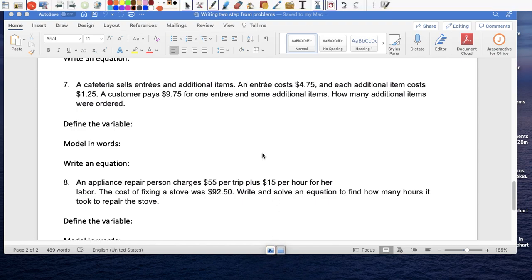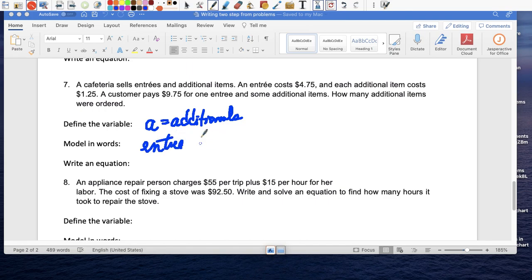A cafeteria sells entrees. The entree costs $4.75 for the main dish, and each additional item costs $1.25. Somebody paid $9.75 for one entree and a few extra things. How many additional items did he get? So for the variable, let's call it A for additional. The extras, maybe French fries, broccoli, or whatever it is. So the entree.